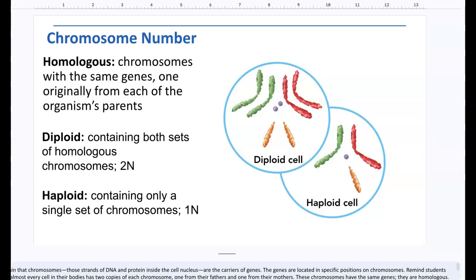So when you are diploid, you have both sets of chromosomes and you're called 2N. And when you are haploid, you only have a single set of chromosomes and you are 1N. Most of the conversation we've been having up to this point has been about diploid cells. Those are body cells or somatic cells. We are now going to start talking about haploid cells a little bit more often, which are the gametes. These gametes are the ones that we represent in Punnett squares.